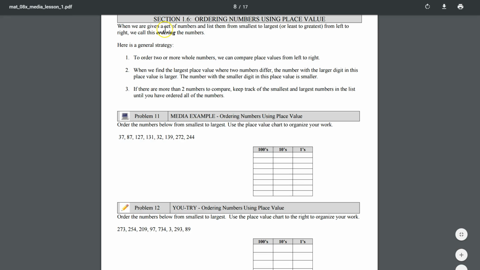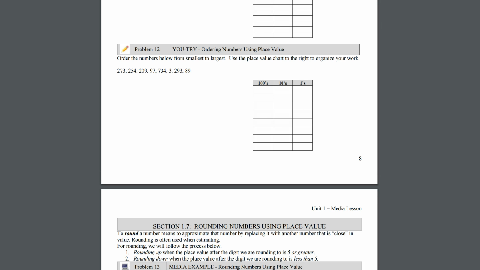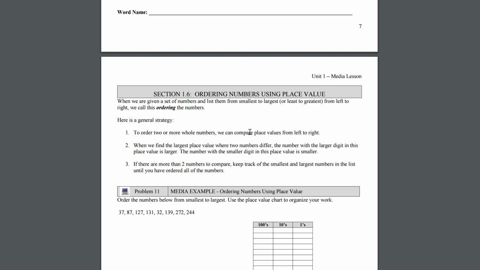In this video, in Unit 1, we're going to look at Section 1.6, ordering numbers using place value, and 1.7, rounding numbers using place value. In both cases, we use place value, but something else you can also do in your classroom, which we originally had in here but it just got too long, was using base blocks. These are some general descriptions of how we order, and you're probably familiar with these.